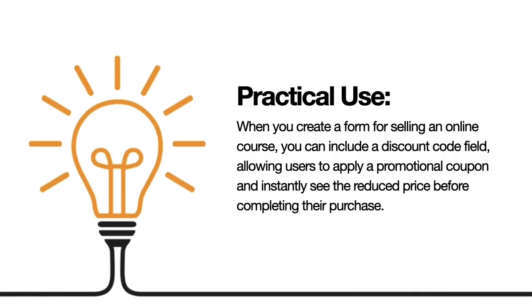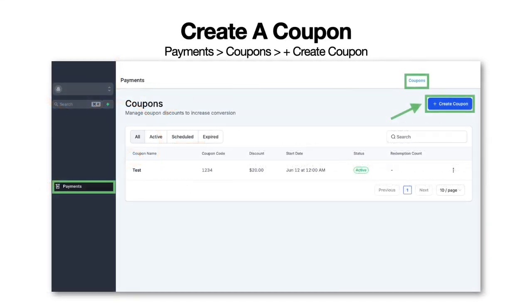Now, when you create a form for selling an online course, you can include a discount code field, allowing users to apply a promotional coupon and instantly see the reduced price before completing their purchase. Let me show you exactly where this is located.